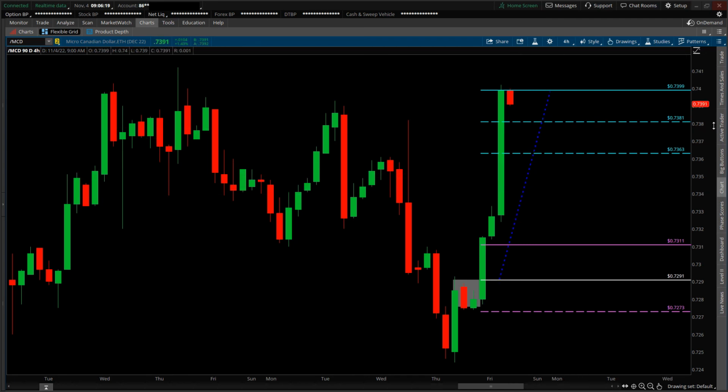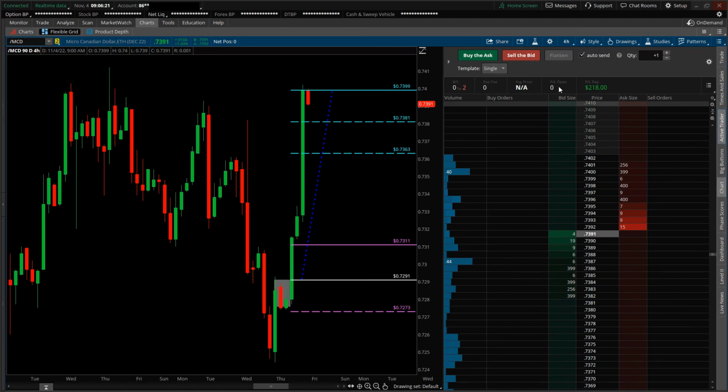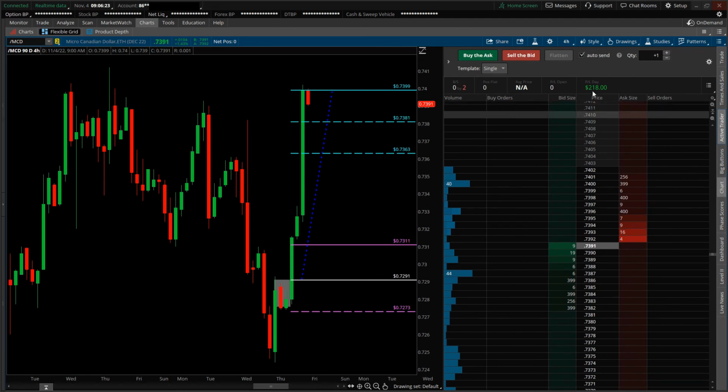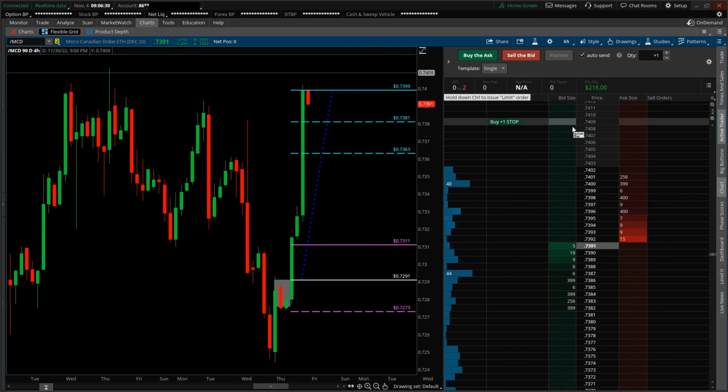And if I open up Active Trader, overall profit is $218. I have 0 contracts open. I have a 0 position. I don't have an entry price anymore.